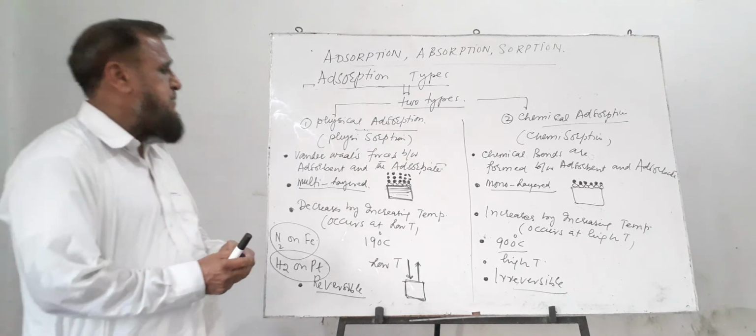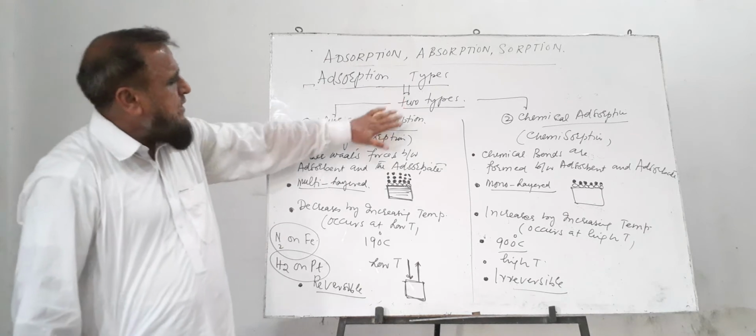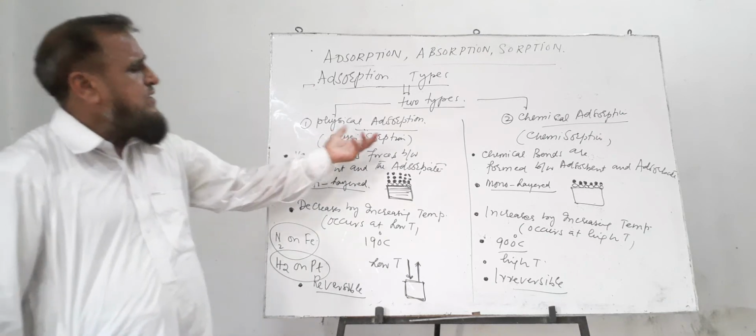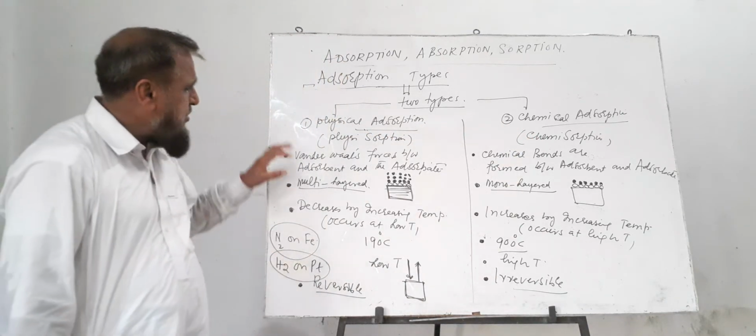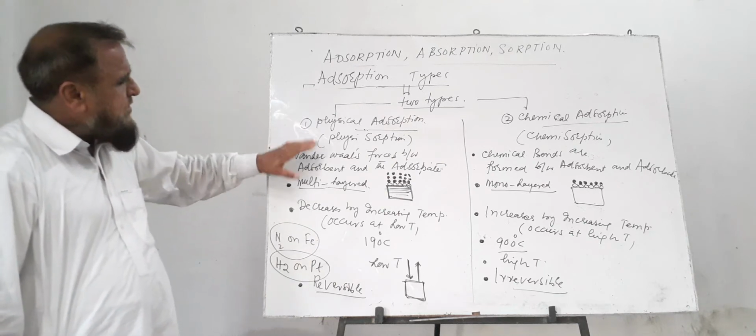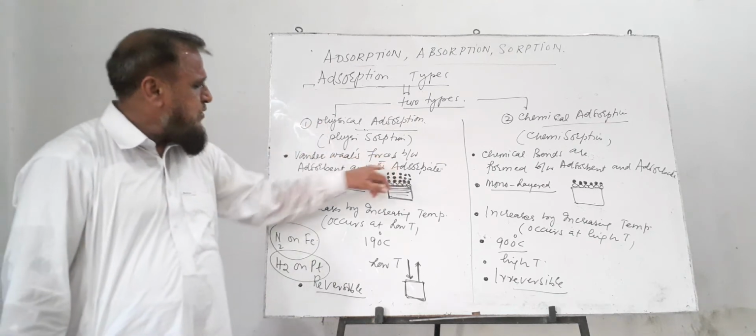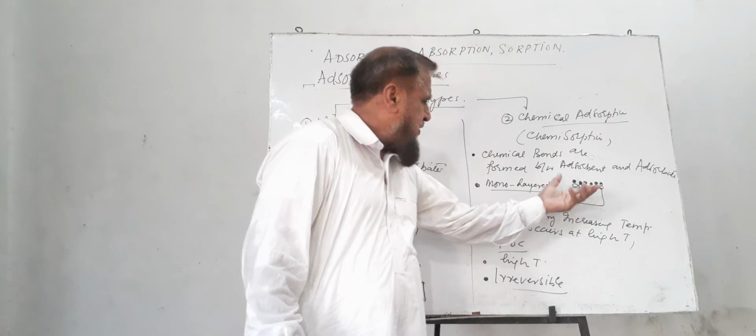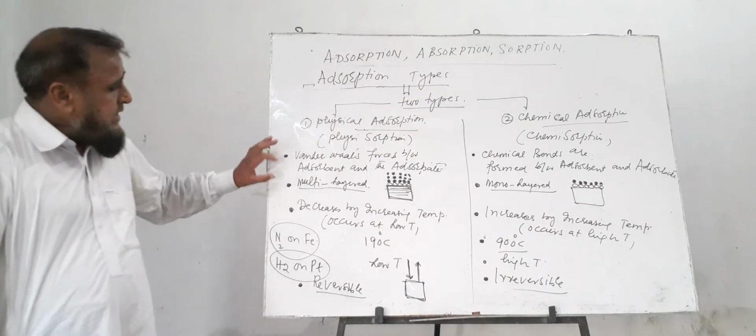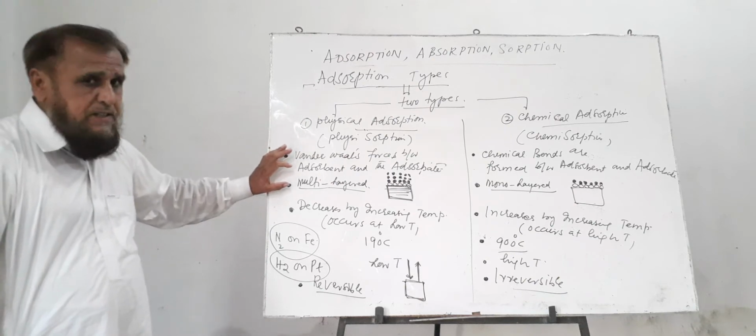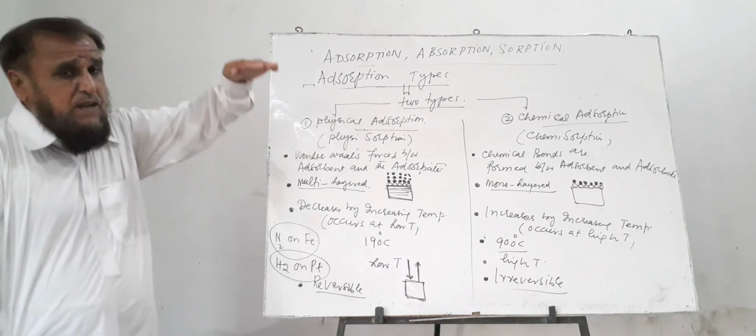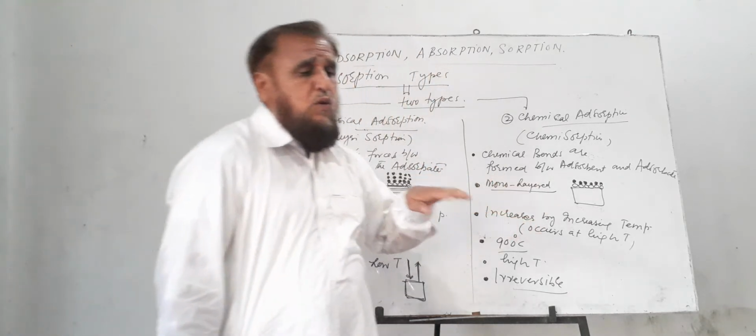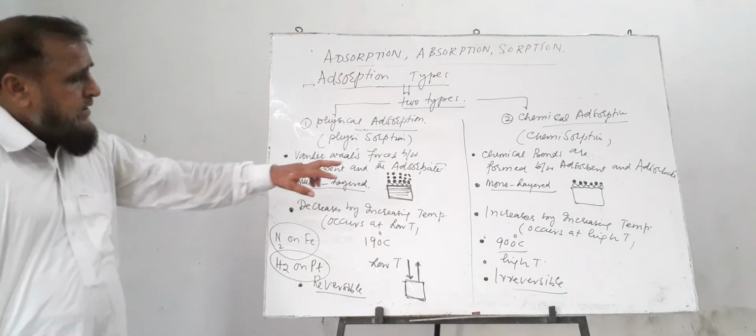Let us repeat these points once again. There are two types of adsorption: physical adsorption and chemical adsorption. Physical adsorption is also called physisorption, and chemical adsorption is known as chemisorption. The first difference is that in physical adsorption, van der Waals forces are present between adsorbent and adsorbate. In chemical adsorption, a chemical bond is formed between the adsorbent and the adsorbate. Second difference is that physical adsorption is multilayered. Many layers of adsorbate molecules can be formed on the surface of adsorbent, and chemical adsorption is only monolayered. Only a single layer can be formed.